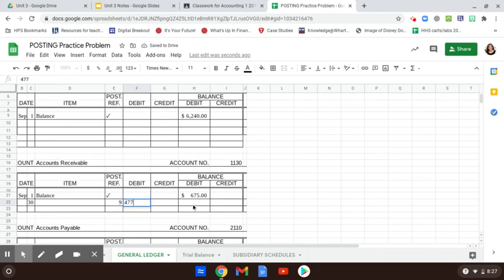$477. Well, hopefully you remember how to calculate balances. As you can see here, there's an existing balance already in accounts receivable. It had a debit balance of $675. So if it's a debit balance of $675 and then I'm debiting $477 more, I'm going to add them together. Now I'm going to use Sheets to do that. I'm going to hit equals.